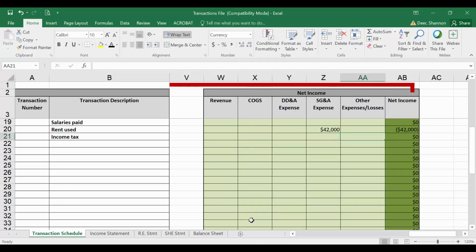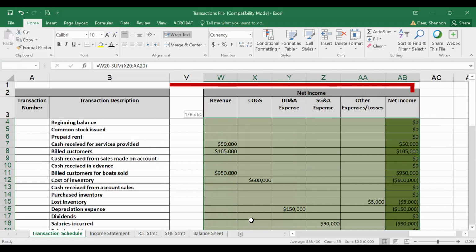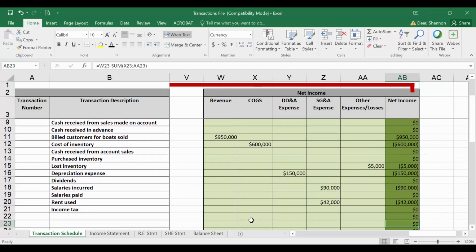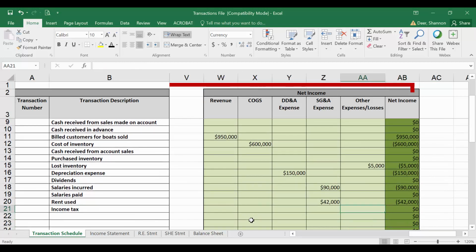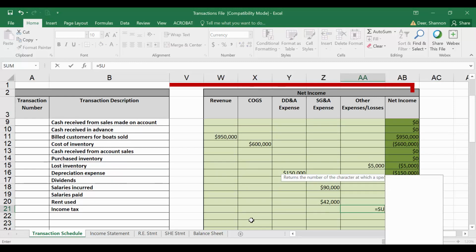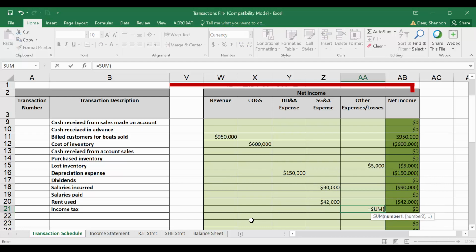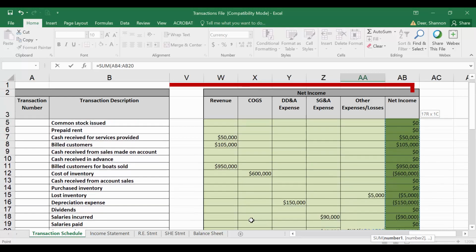Here, I'm going to record under other expenses and losses a total for income taxes. Just because of the nature of my spreadsheet, I want to calculate income taxes on total net income, on the total of this column here. So that I don't get a circular reference in Excel, I'm going to use the function SUM, just type in SUM and an open parenthesis. I'm going to sum all of the net income prior to taxes.